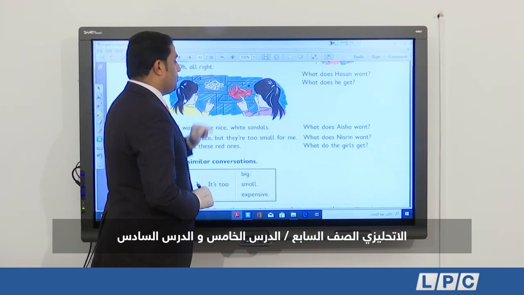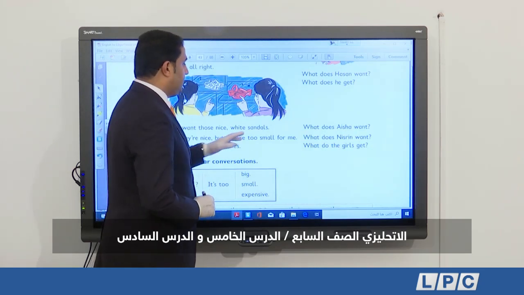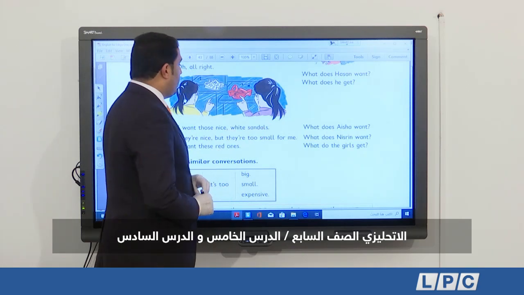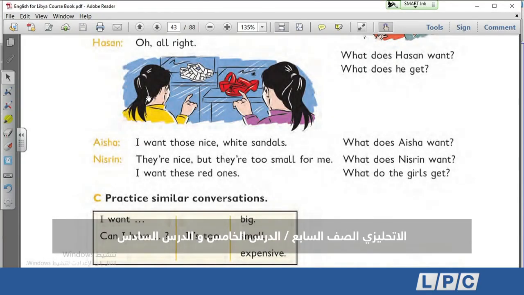Aisha and Nasreen, what does Aisha want? Aisha wants shoes or sandals. Aisha تبي تشري sandals. What does Nasreen want? Nasreen شن تبي؟ Red shoes or red ones, okay? Red sandals. What do the girls get? شن خدو؟ Red sandals. الصندل الأحمر. Why? Because the white one is too small for Nasreen. Right? Clear. Very good.